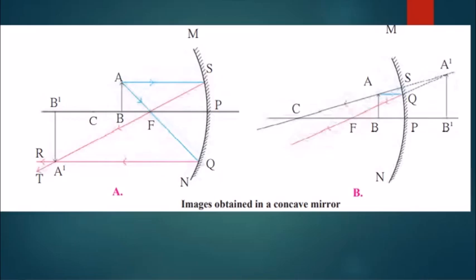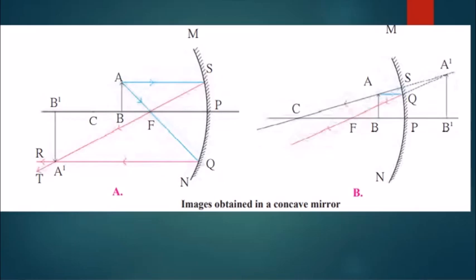The incident ray AS is parallel to the axis. After the reflection it passes through the focus and returns along the path ST. It cuts the reflected ray QR, and you can see it is cutting at A dash. So it is meeting at A dash. Now this image of A is obtained at A dash, and the point B, which is situated on the principal axis, its image will also be on the axis and will directly be above the A dash.